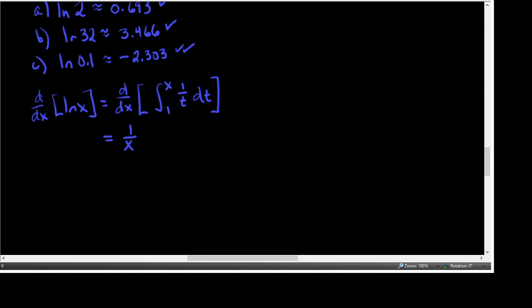Okay? And keep in mind that although 1 over x itself can take on negative values, natural logarithm can't. So our restriction will be that this is only true for x's that are positive.